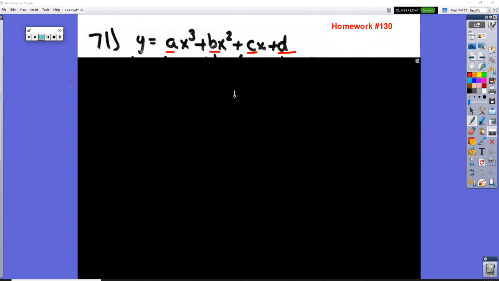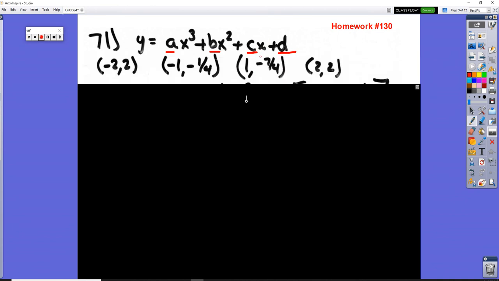So the last problem that they ask you to do in this homework is problem number 71, where they're going to ask you to curve fit a cubic. So the equation for a cubic is y equals ax cubed plus bx squared plus cx plus d. Notice this is bigger, obviously, than a parabola, and that is the reason for them giving you 4 points for this problem. We need 4 points for this problem because there are 4 coefficients, a, b, c, and d, that we're going to have to find the values of.